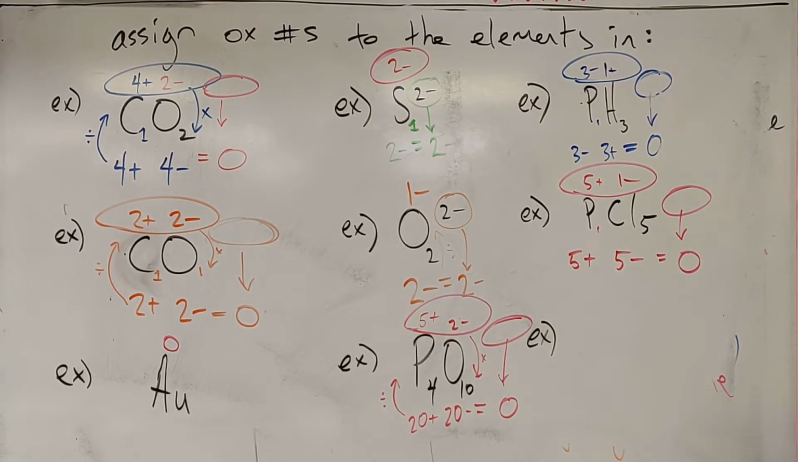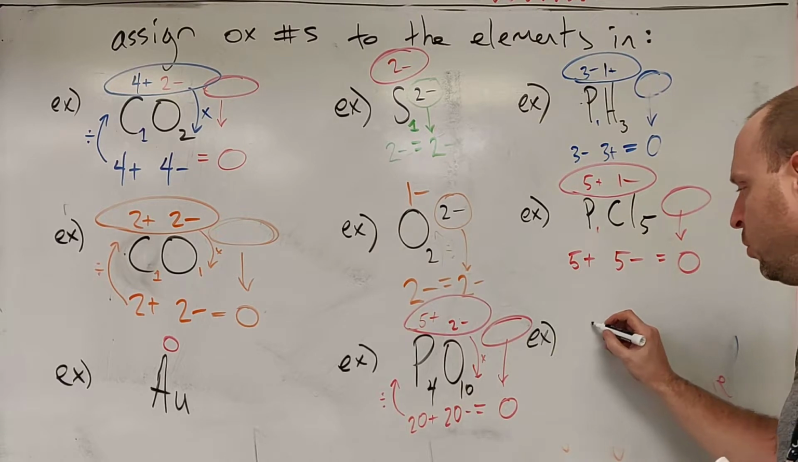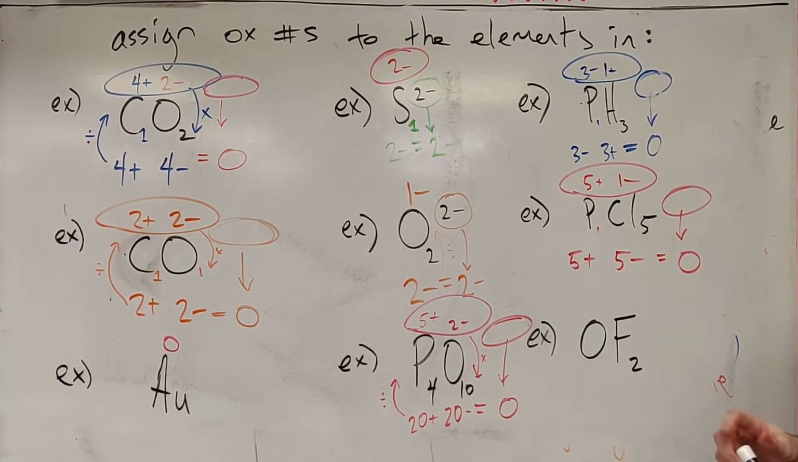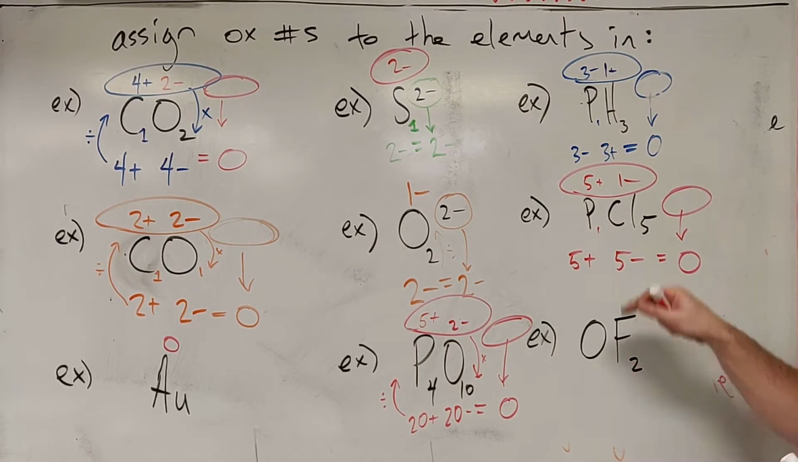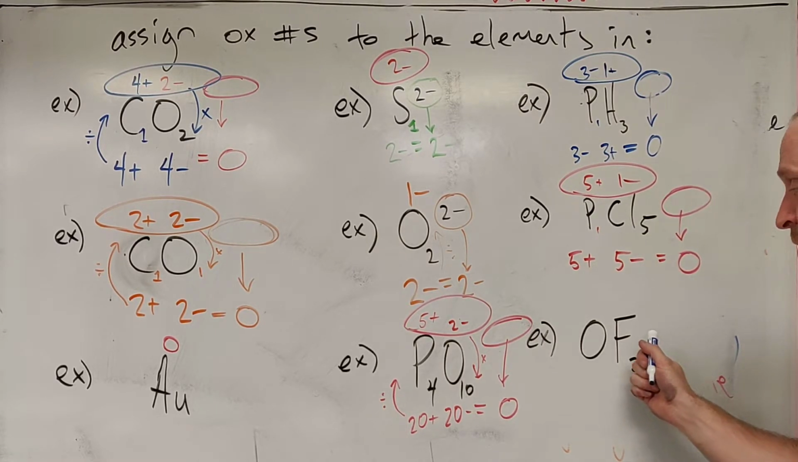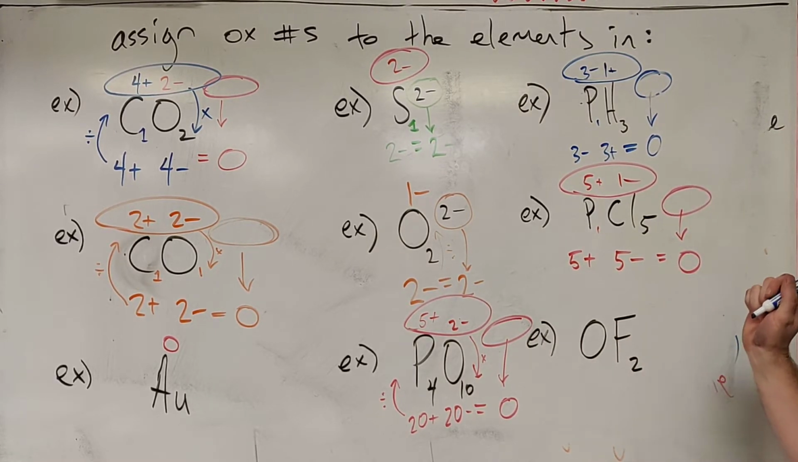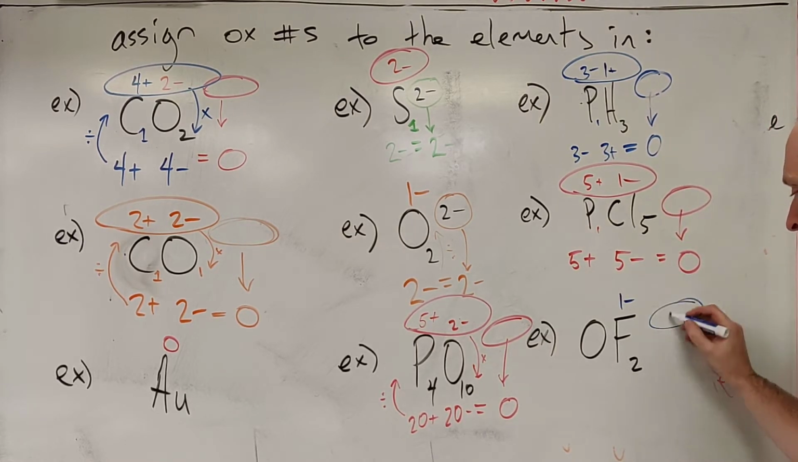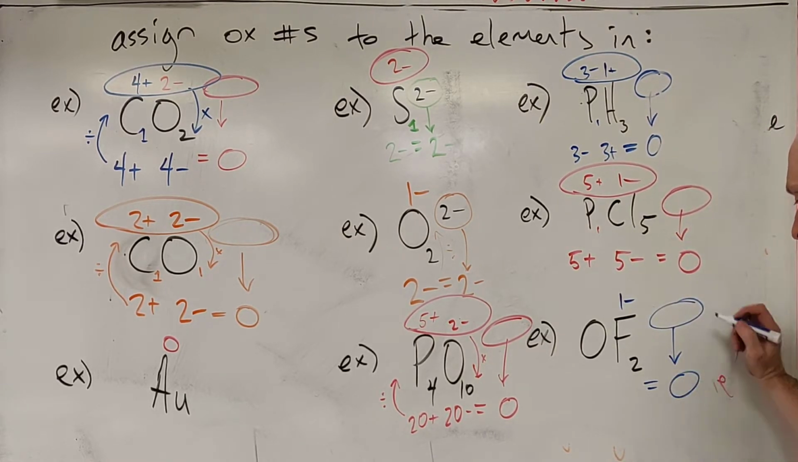Let's start to take a look at a couple polyatomic ions. Actually, let's do OF2 first, all right? Talk about things you don't expect. Here it is. So we check our rules. Anything in its elemental state? No. We don't see any charges, and we have a compound. Any fluorines? What? Yes, there's fluorine right there. That's a 1 minus. So we're going to have to add up to 0, right?